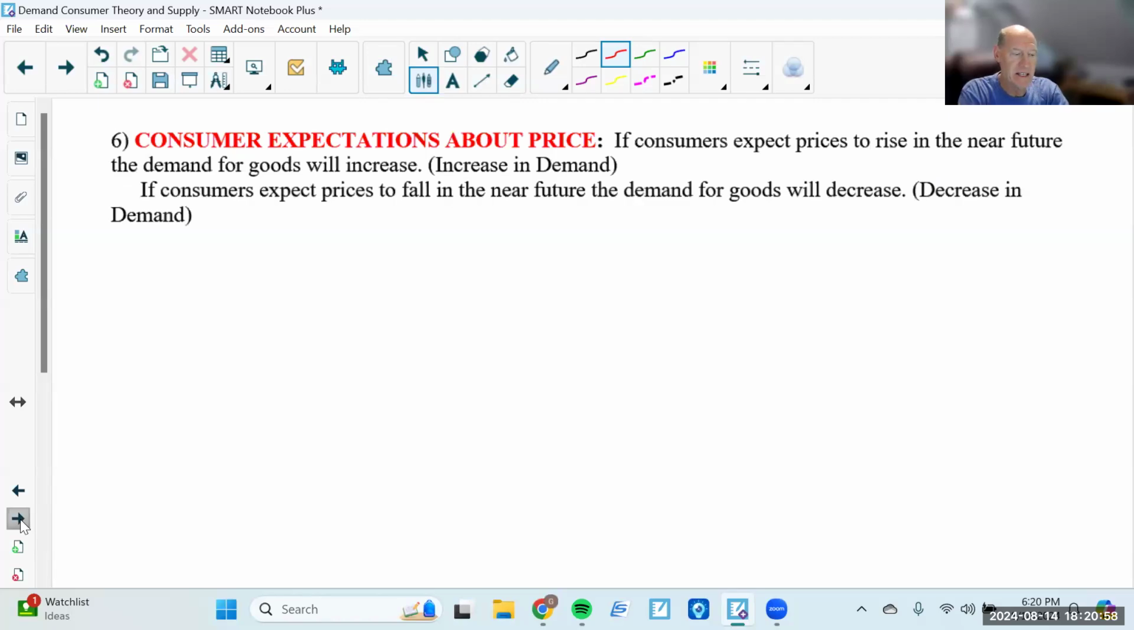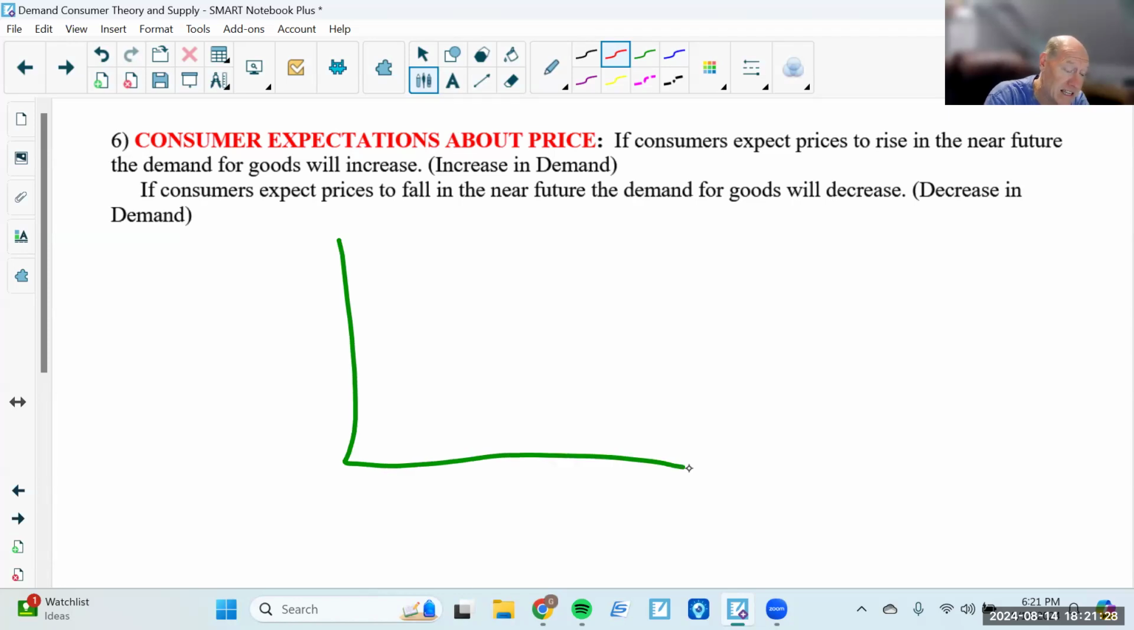And then last but not least is consumer expectations of price. This one's a tough one. Imagine that you found out that there was a hurricane coming through and the price of gasoline was going to jump to $6 a gallon. You would say, ooh, I need to go fill up my car tonight, right? Everyone would be rushing out to fill up the car tonight. Why? Because they expect the price of gasoline to go up. It hasn't gone up yet. They expect it to go up.